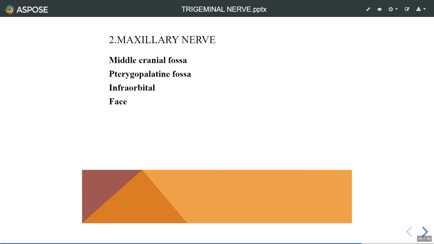Next, we are going to see about the maxillary nerve. In the middle cranial fossa, it gives the meningeal branch, and in the pterygopalatine fossa, it gives 3 main branches, that is ganglionic branch, zygomatic, which is further divided into zygomaticotemporal and zygomaticofacial, then the third one is posterior superior alveolar. In the infraorbital canal, it is divided into middle superior alveolar, anterior superior alveolar, and its terminal branches lie on the face, that is palpebral, labial and nasal.